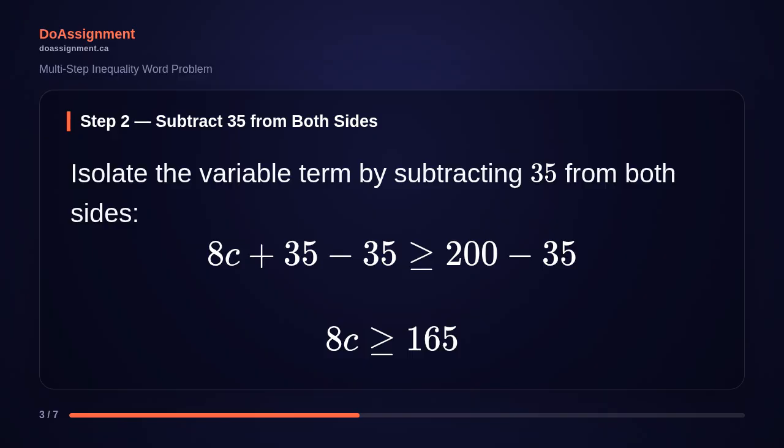To isolate the variable term, subtract 35 from both sides of the inequality. On the left, 35 minus 35 cancels out. On the right, 200 minus 35 equals 165. We now have 8C is greater than or equal to 165.